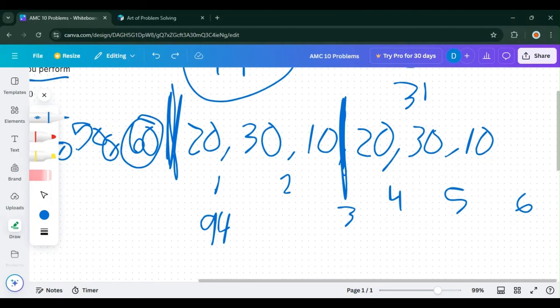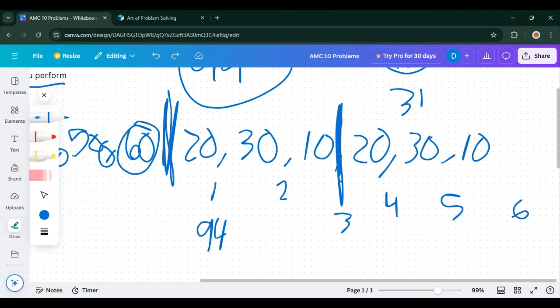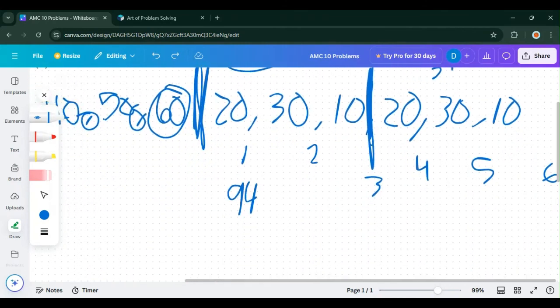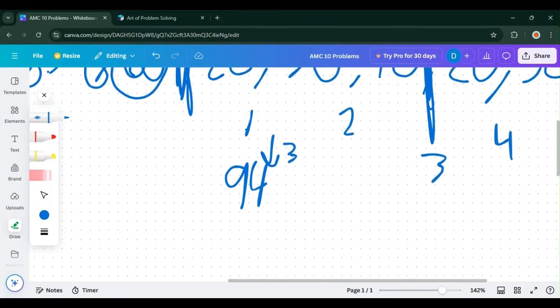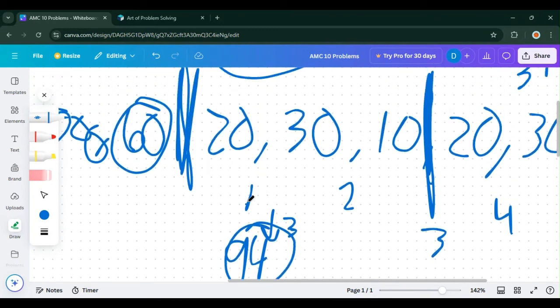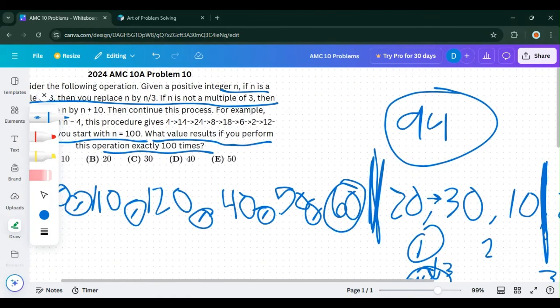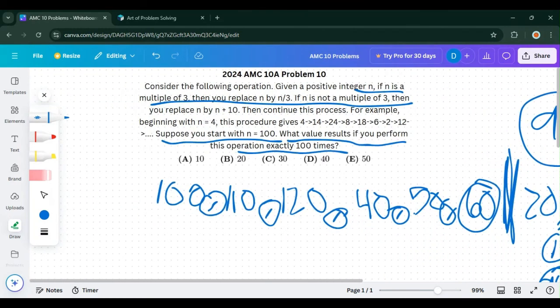Okay, so 20, 30, 10 is a repeating sequence of 3. And if it's a repeating sequence of 3, we'll see that eventually, if we just add 3 on and on and on, the 94th operation corresponds to the first operation. And that's the operation between 20 and 30. So the value that you get is obviously 30.